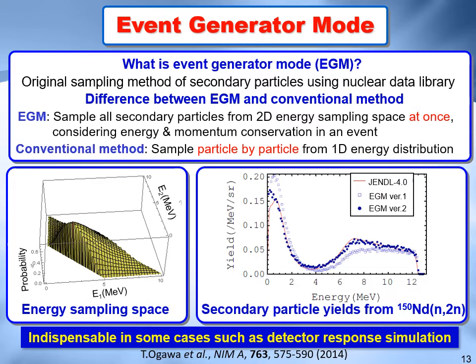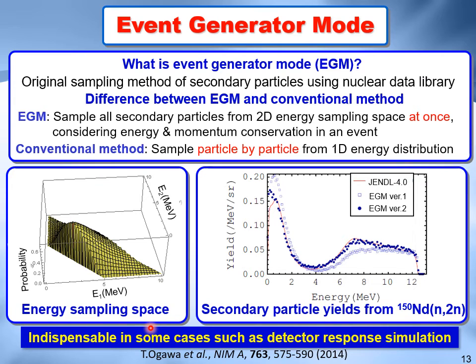Next, we will explain about Event Generator Mode (EGM), a unique function of PHITS. EGM is our original sampling method of secondary particles using Nuclear Data Library. It samples all secondary particles from two-dimensional energy sampling space at once, considering energy and momentum conservation in an event. You may feel that it is obvious because it is a nature of Monte Carlo simulation.